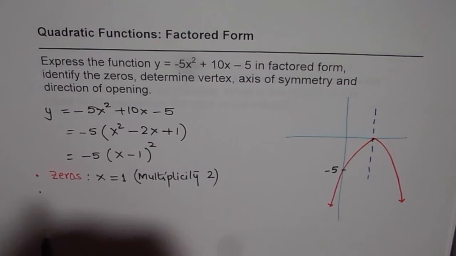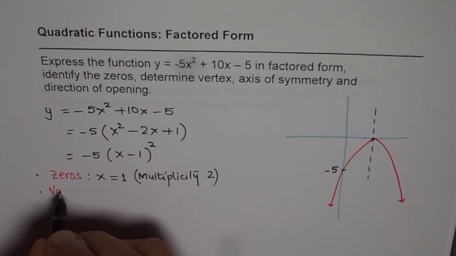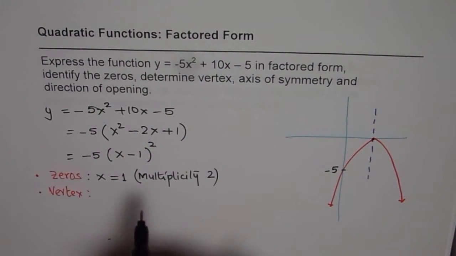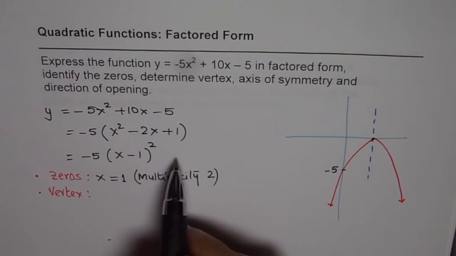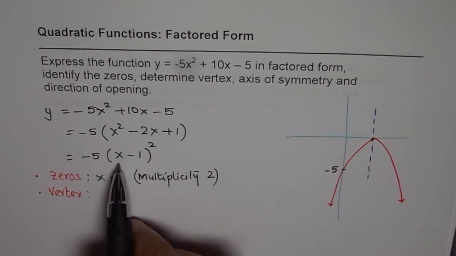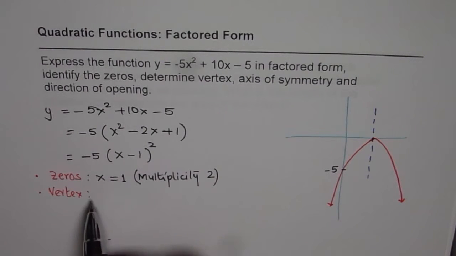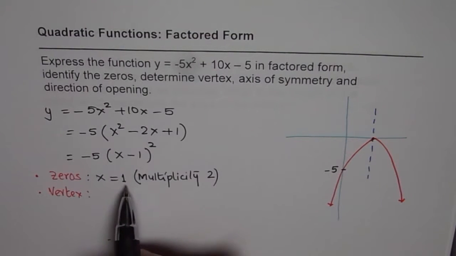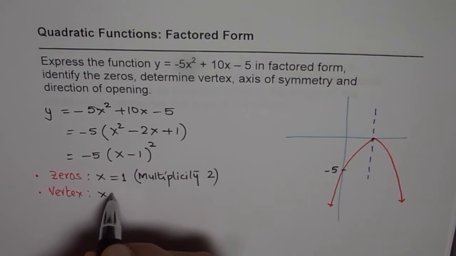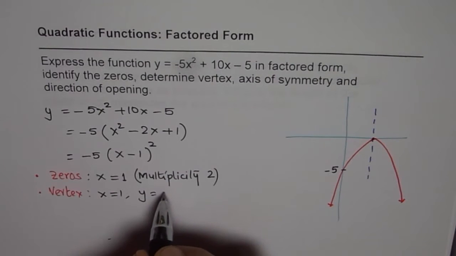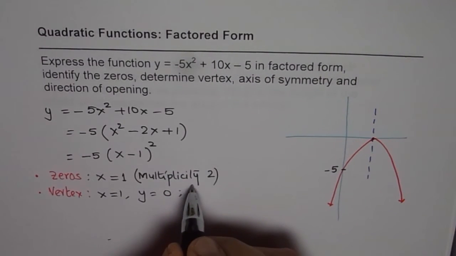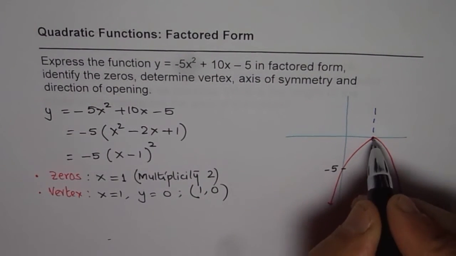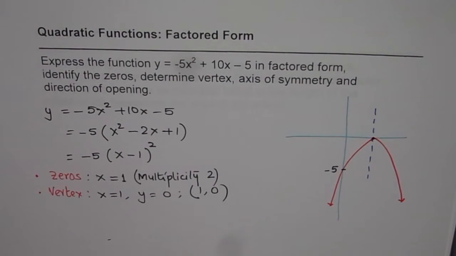The second one we want to know is the vertex. Normally in factored form there are two factors. Then the vertex will be at the mean position of the two zeros. Now since we have both the zeros at the same point, x equals 1, the vertex is 1 plus 1 divided by 2, which is 1, correct? So the vertex is at x equals 1 and y equals 0. Or we could write the coordinate points as (1, 0), shown here. So this is our vertex.